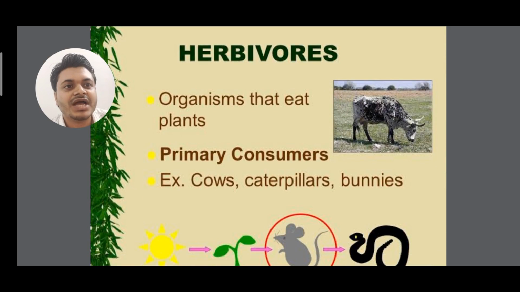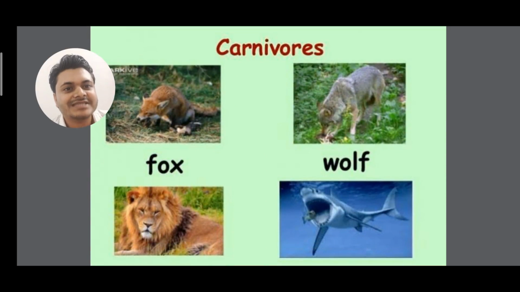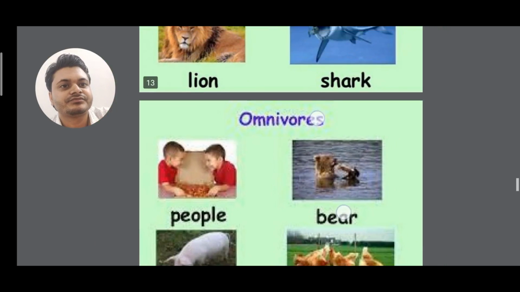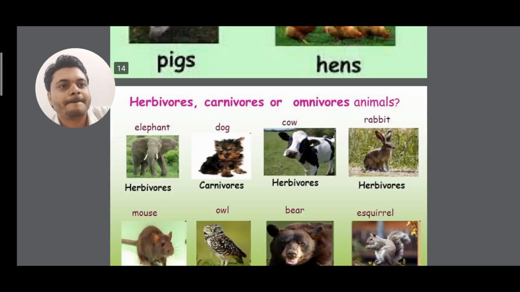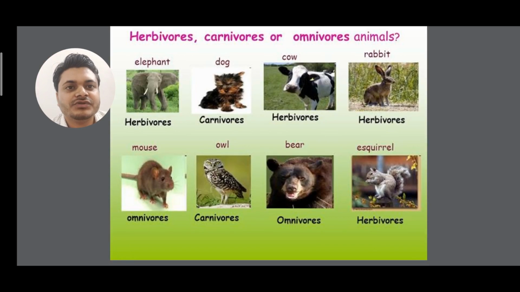So now herbivores, organisms that eat plants, examples like primary consumers: cow, caterpillar, bunnies. And carnivores, examples: fox, wolf, lion, shark. Next, omnivore examples: people, bear, pigs, hens. Omnivores. Clear? Herbivores, carnivores, and omnivores, all examples very nicely given. So nice presentation, you'll like it and you'll find it very interesting, isn't it? We are omnivores. We can eat both veg and non-veg, both vegetables as well as meat, isn't it?